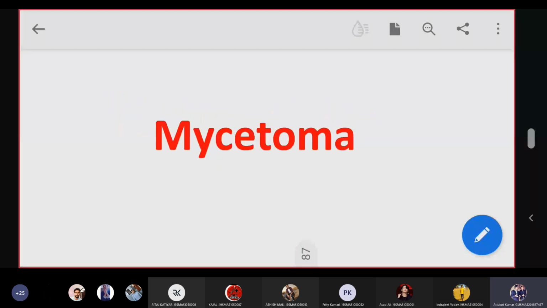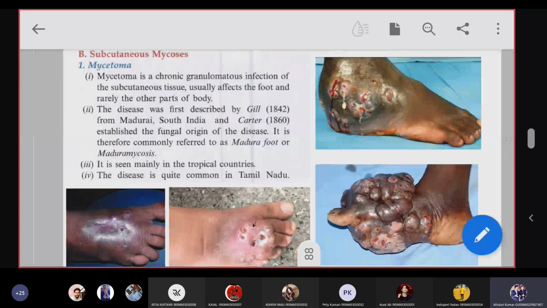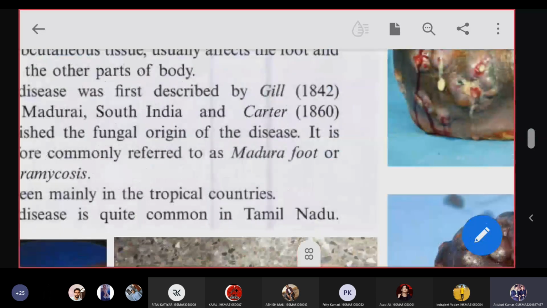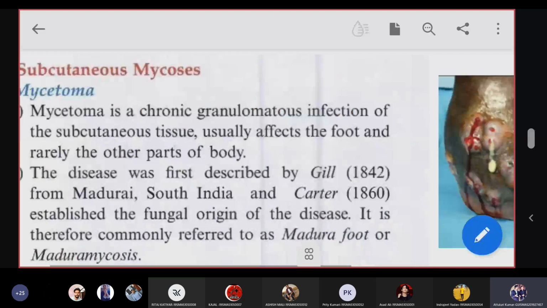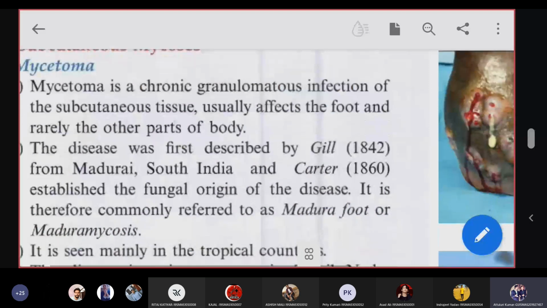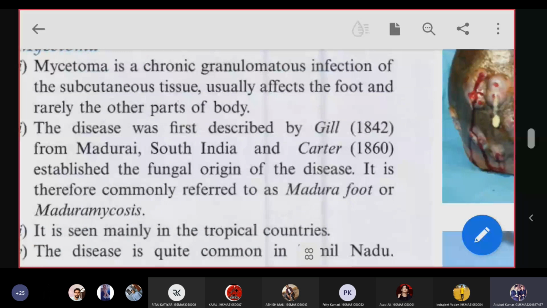Okay, a quick revision of mycetoma. Mycetoma is a type of subcutaneous mycosis. This infection is classically called a chronic granulomatous infection of the subcutaneous tissue. It was first described by Gill and Carter.